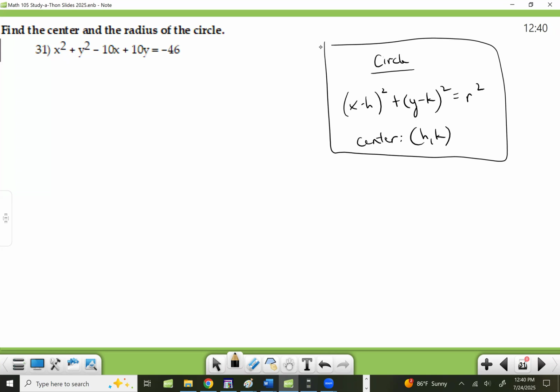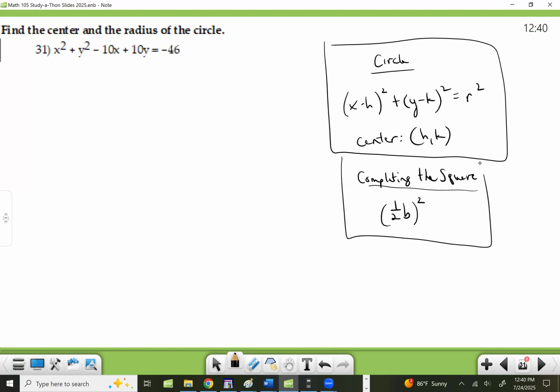But also you're going to need the formula for completing the square. I can't remember if we wrote it down earlier or not, so I'm just going to put it in here. So take half of b and square it. And that's going to be our other thing.